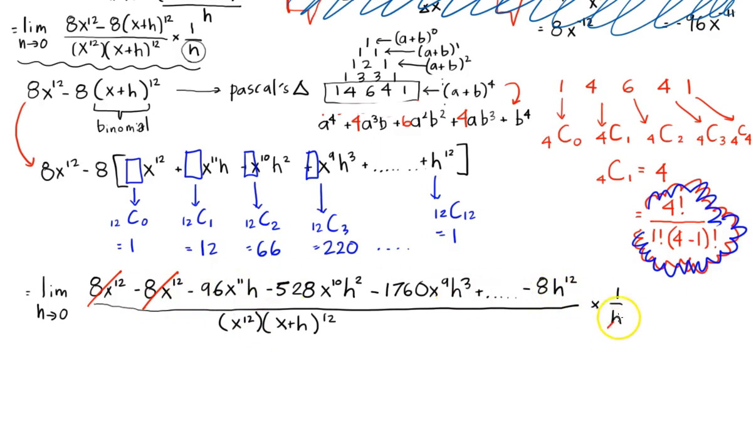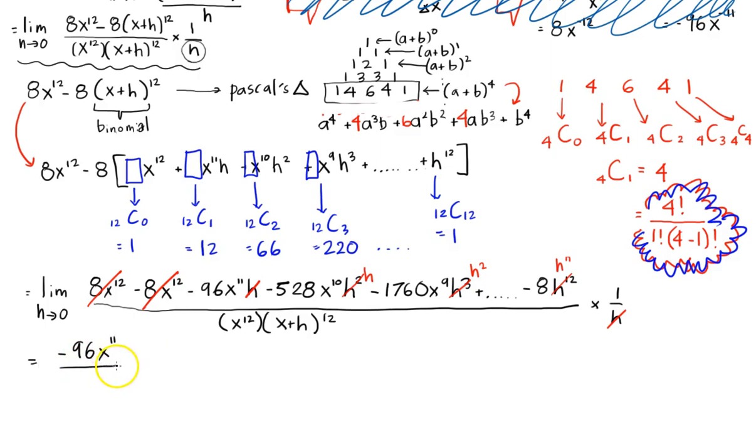And what's going to happen is that when I multiply by the 1 over h, I am going to drop all of my h's by 1. And that pretty well leaves me with only one term. This number right here is the only one in the entire list that will have no h in it. What does this mean? Well, remember what we're doing. We're doing the limit as h approaches 0, so let's let h equal 0. What happens? I can just plug in 0, which means everything will turn to 0, everything except the first term, negative 96 x to the 11.